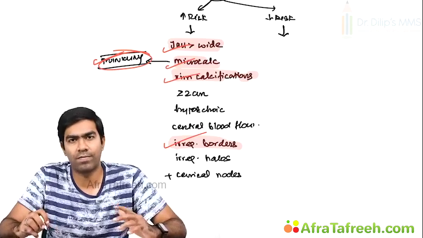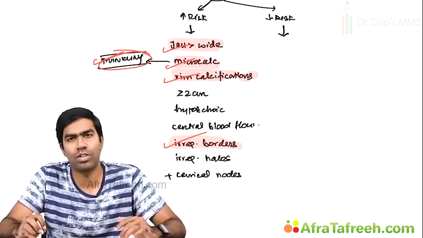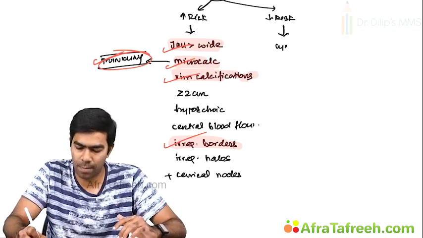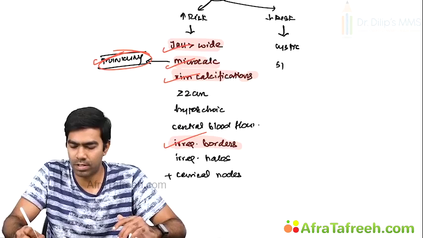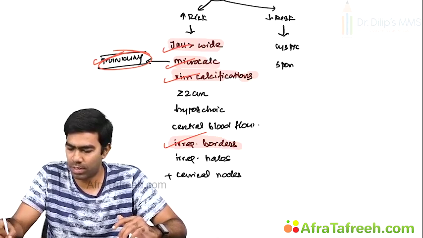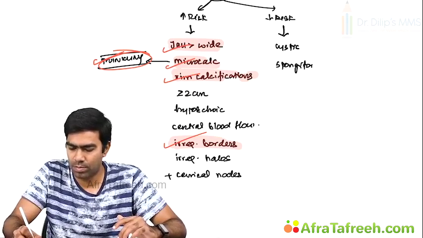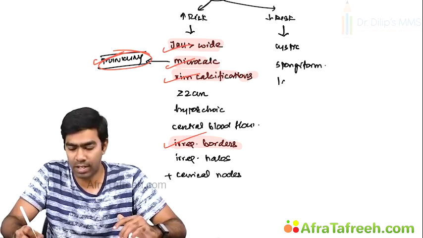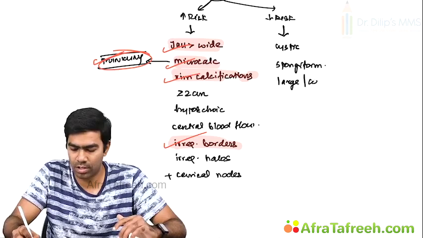So what are the features that will tell you the patient is having a low risk of malignancy? One is cystic appearance or spongiform appearance. Spongiform appearance, or if the patient is having large or coarse calcification rather than a microcalcification.